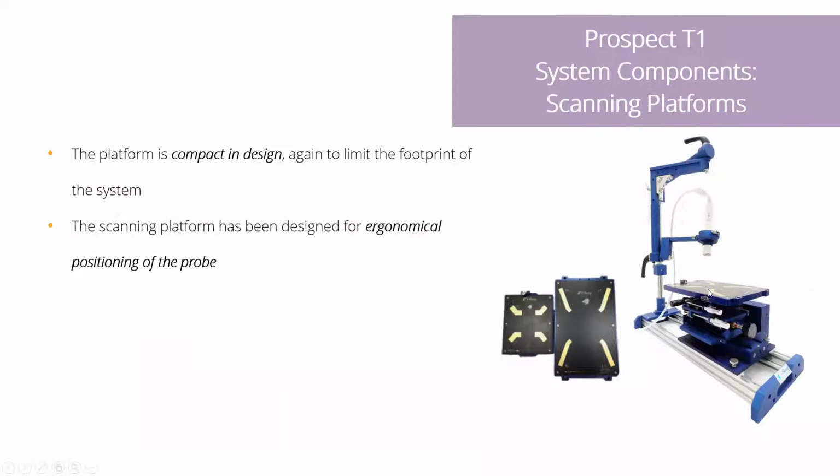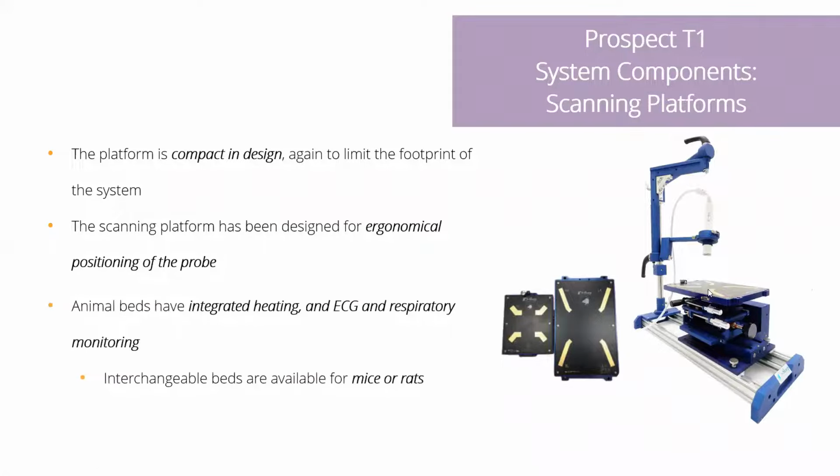There's a platform that does physiological monitoring, both for mice and for rats. They have integrated heating as well as respiratory and ECG monitoring. And as I mentioned, you can switch between the mouse and the rat one very simply by just lifting the one that you don't require off and placing the other one on.